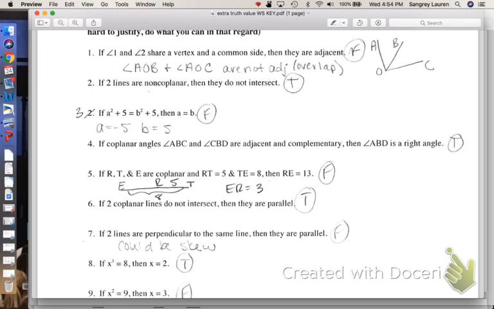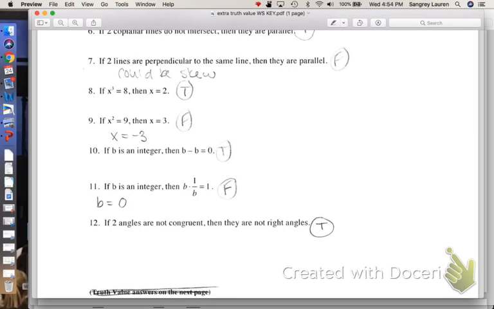Similar is number 5. If you draw R in the middle of ET, it ends up being that the segment RT is overlapping with segment ET. So now ER is actually 3 instead of 13. So that would be another counterexample.